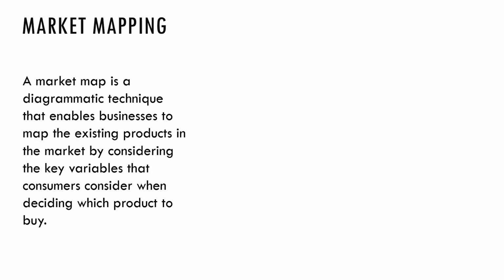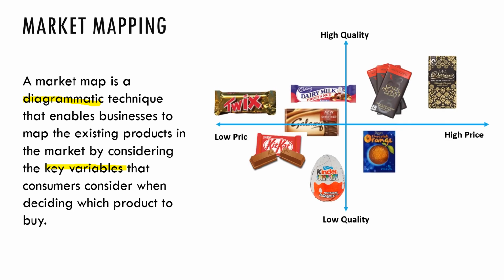Another marketing technique businesses will use is market mapping. A market map is a diagrammatic technique, and that's important, it's a diagram that enables businesses to map the existing products in the market by considering the key variables that consumers consider when deciding which product to buy. So here might be an example.